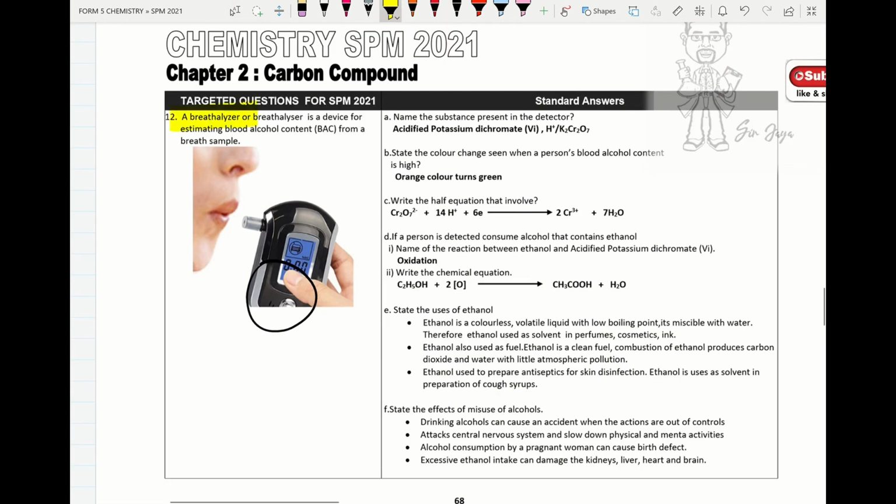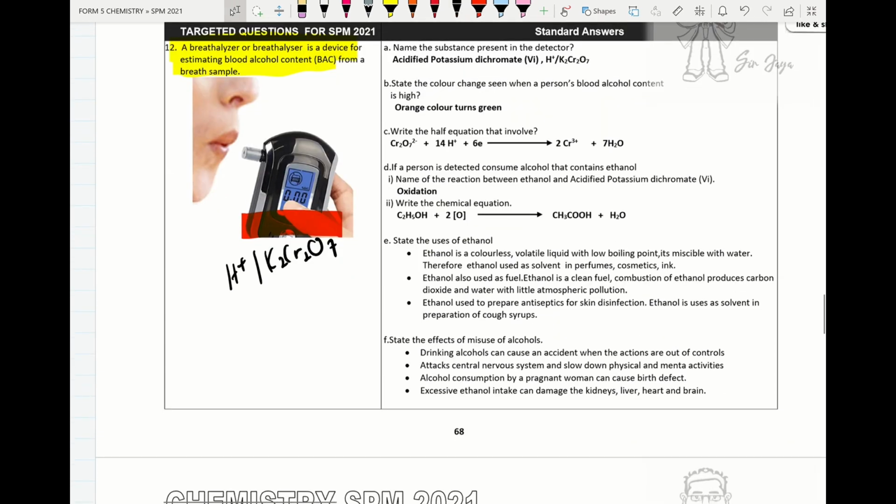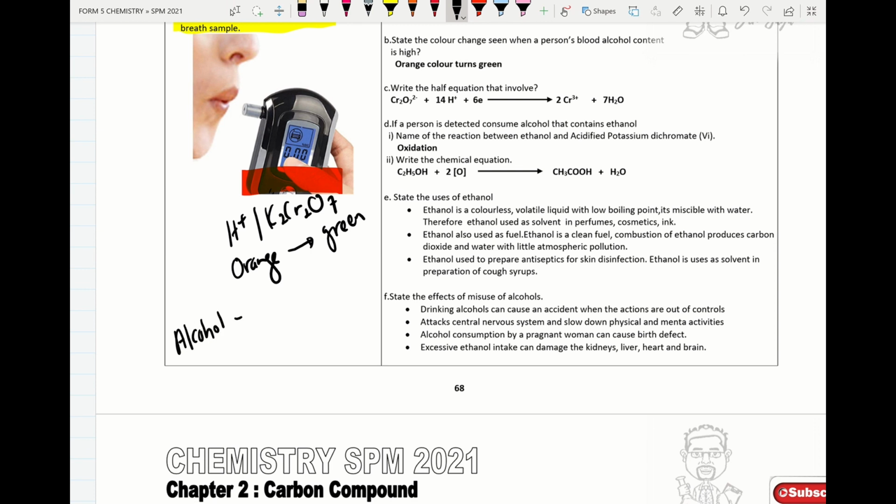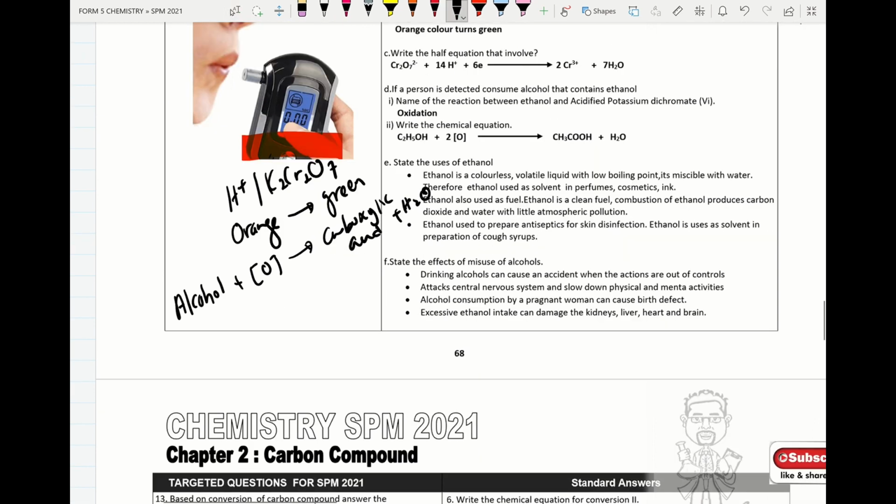Question number 12, breathalyzer. A breathalyzer is a device to estimate the blood alcohol content from a breath sample. So please remember, in this device we have acidified potassium dichromate(VI). This acidified potassium dichromate(VI) will turn from orange to green in the presence of alcohol. If alcohol is present, the acidified potassium dichromate(VI) will trigger the alcohol to undergo oxidation to produce carboxylic acid and water. During this reaction, the orange solution will turn green.